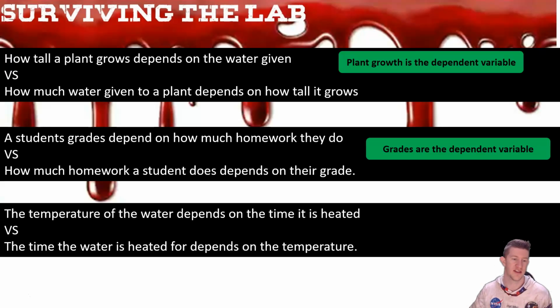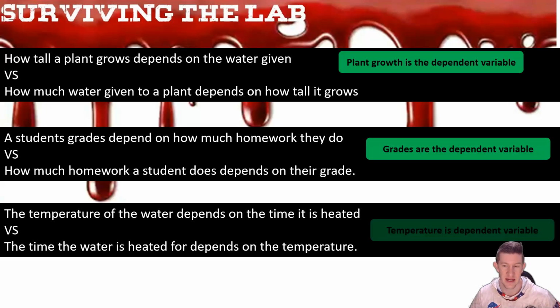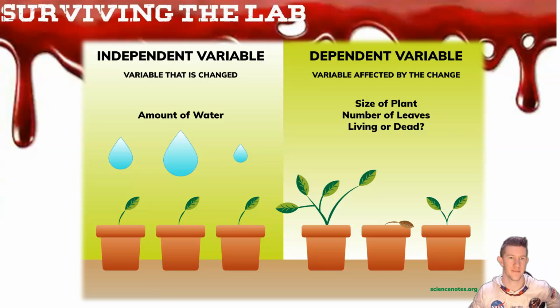Another example, the temperature of the water depends on how much time it is heated for, versus the time the water is heated for depends on the temperature. Again, hopefully this kind of jumps out at you which one makes more sense when you say that statement, and the temperature would be the dependent variable. If we change the time, the temperature will increase. It doesn't really make sense to say that if we change the temperature, the time will increase. Time doesn't really change, we just measure it.